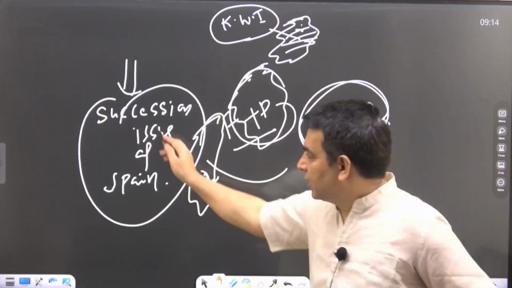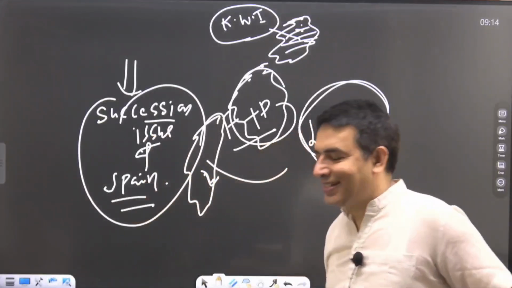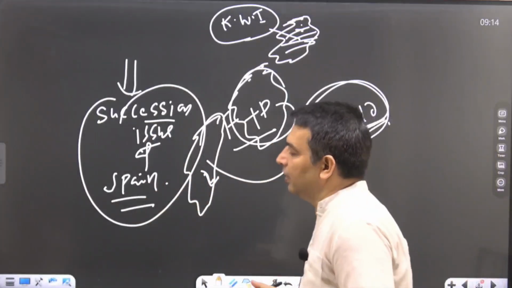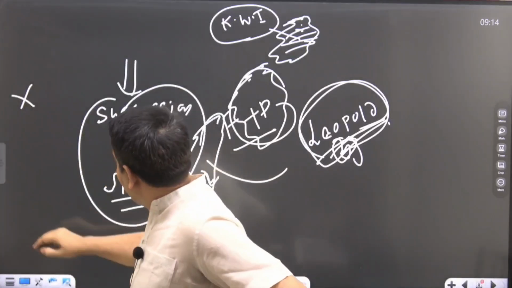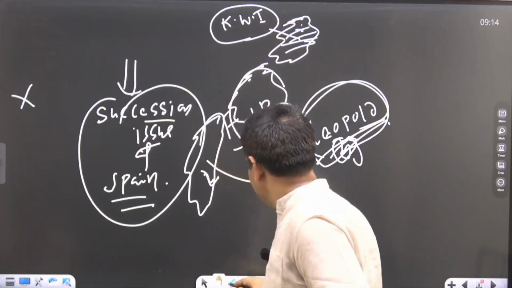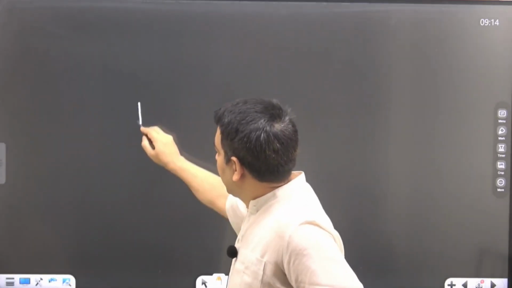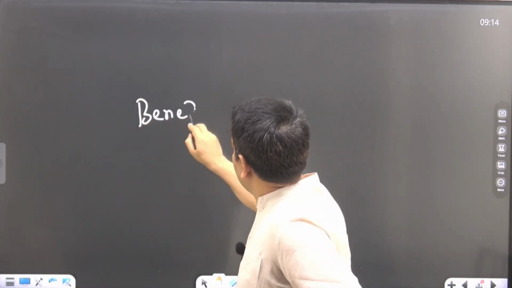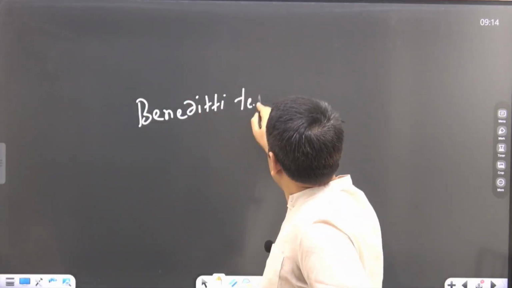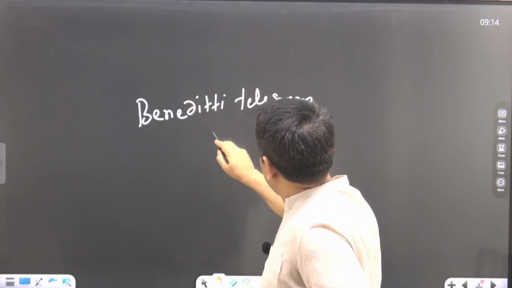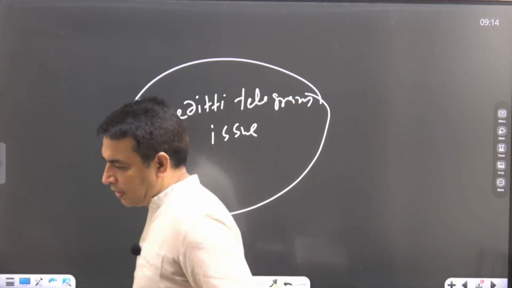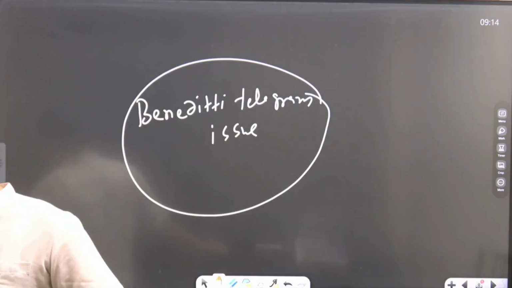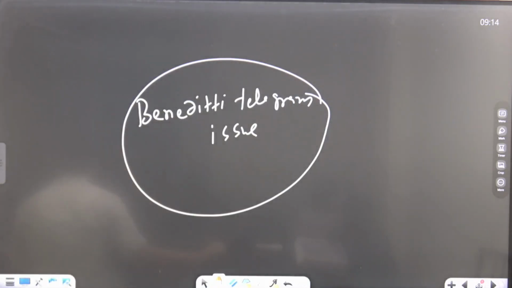So this succession issue of Spain strained the relation of Prussia and France, and along with this there happened another issue that is known as the Benedetti telegram issue. The second issue was the Benedetti telegram, that worsened the situation and finally facilitated the outbreak of the Franco-Prussian War.